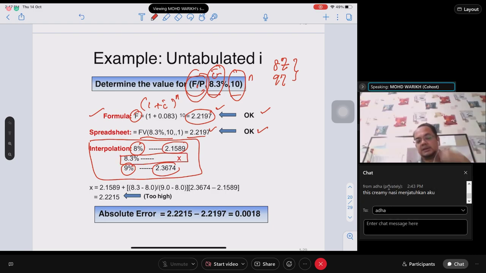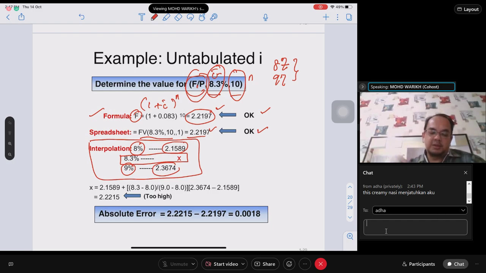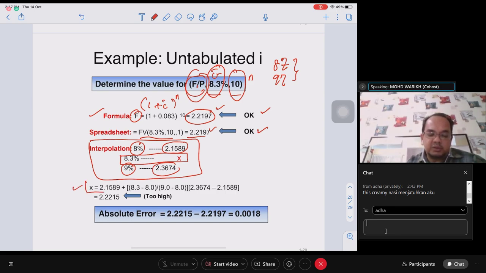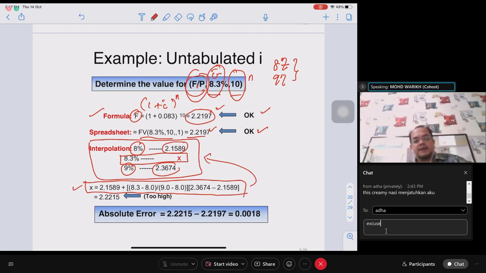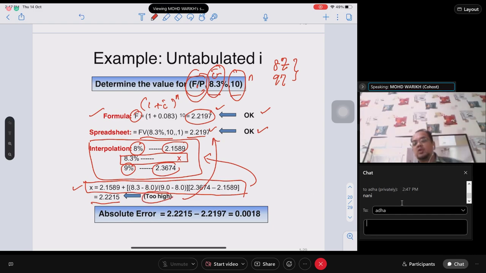So you have to find 8.3%. So what is the X? Okay, so we just do the interpolation. This is the interpolation. So please use this step of interpolation from this one. And then you will get 2.2215.